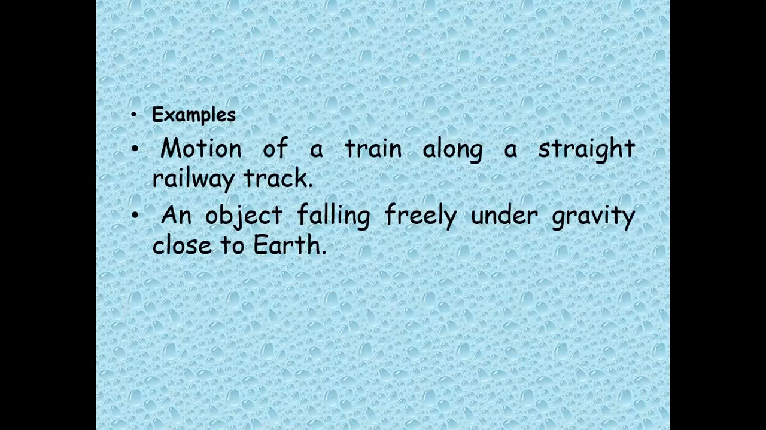Example, you can take the motion of a train along a straight railway track. So you know, a train is moving on a railway track in a straight line. Another example is an object freely falling under gravity close to earth. So if you drop a pen from the top of a building, it will freely fall towards the earth. It will come in a straight line. So these are some of the examples of motion in one dimension.